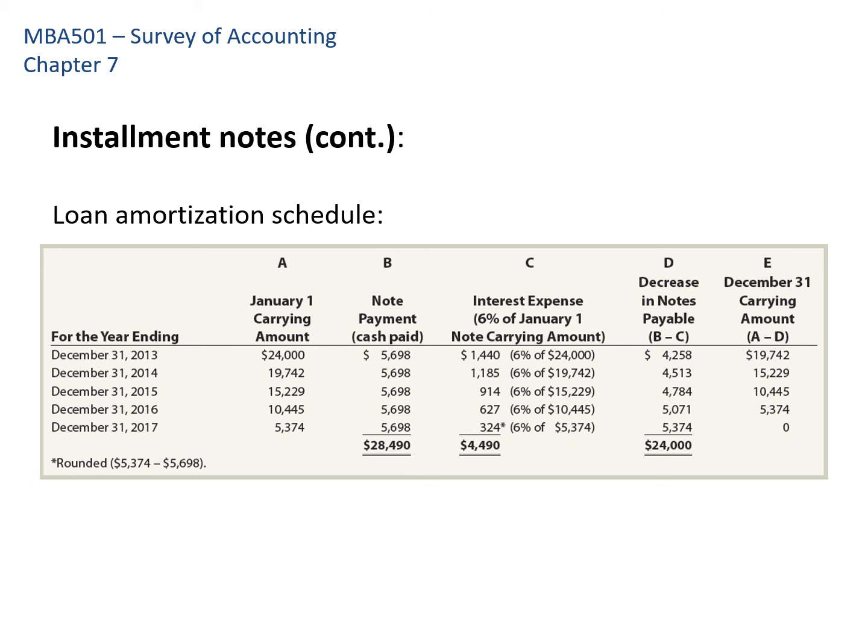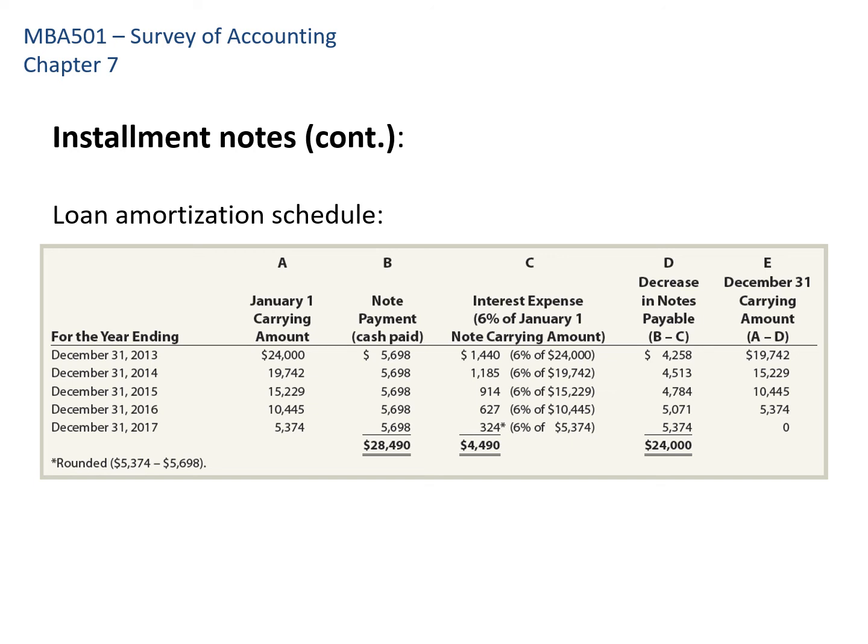It's similar to the one that you have in your book, but this one I think has a little more information. So it's a $24,000 loan. The interest rate is 6%, and they are making annual payments to just keep the math easy. The bank has determined that the note payment each year should be $5,698. So you can see they're making that at the end of each of 5 years.